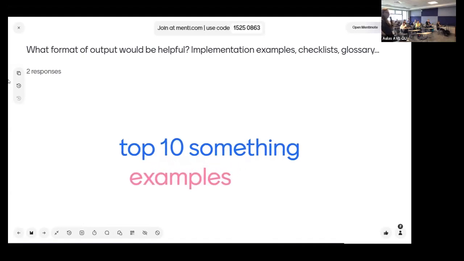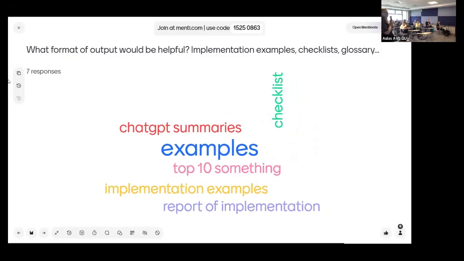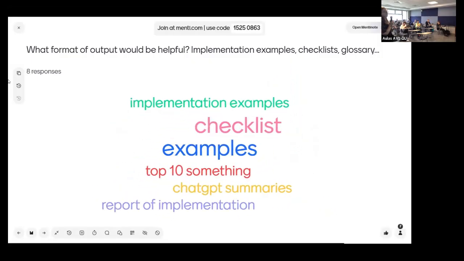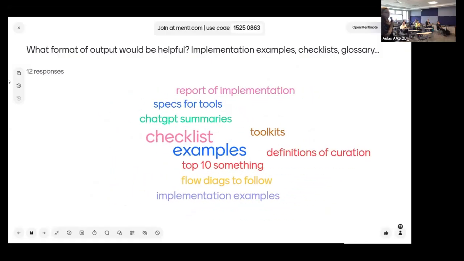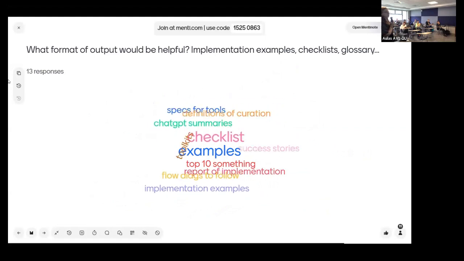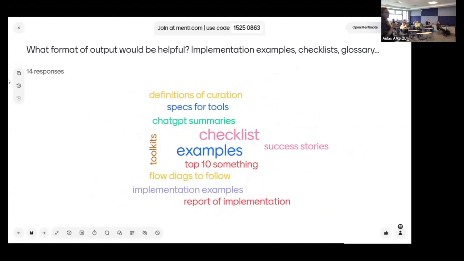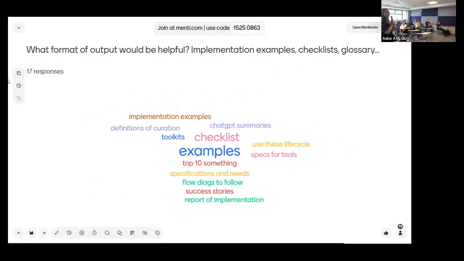Okay, a little clickbaity top 10 something. We love that. Examples, yeah. ChatGPT summaries. Checklists, okay. Implementation examples, yeah. Definitions of curation, yeah. Toolkits. Okay, lots of ideas. It's good. Specs for tools. Okay, flow diagrams to follow. So maybe abstracting and summarizing an implementation profile into a flow chart. Success stories, yeah, that's a good one.